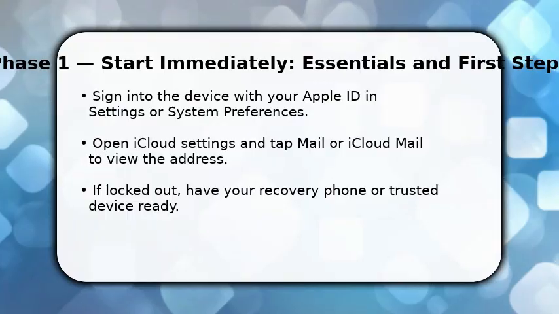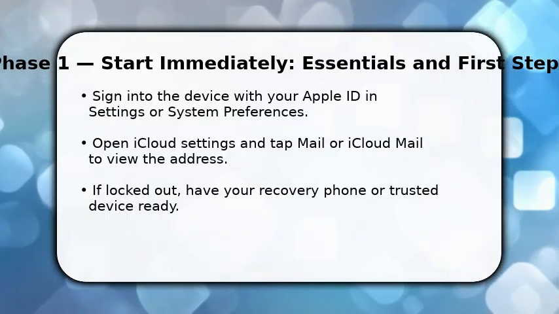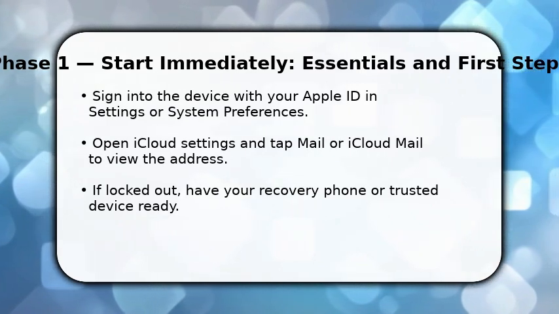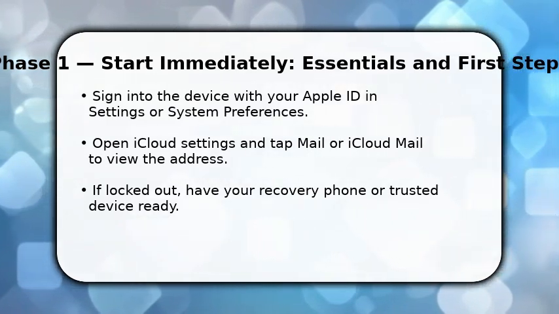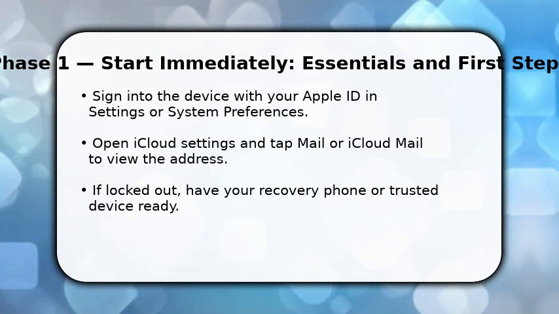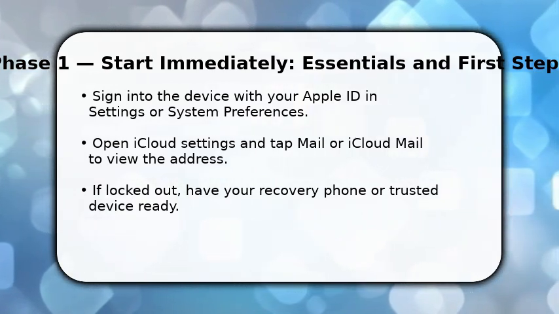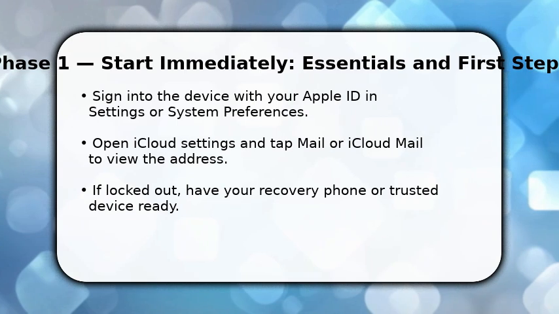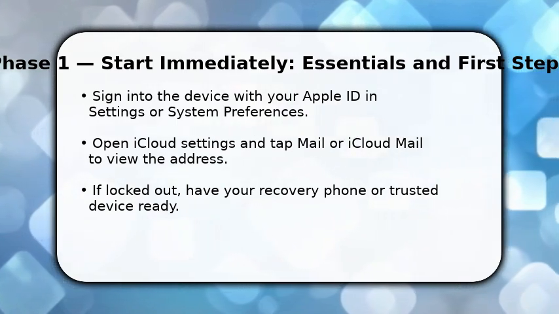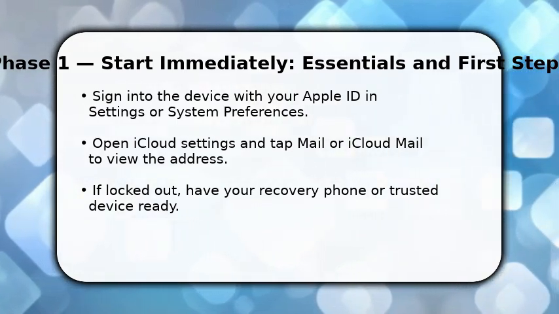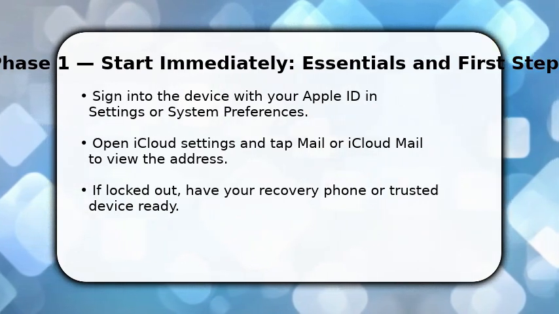Enjoy the video. You start on a device where you're signed into your Apple ID. Open Settings on iPhone or System Preferences on Mac, then tap your name and choose iCloud. Once there, select Mail or iCloud Mail to reveal the iCloud email address tied to that account. If you don't immediately see it, check the Apple ID profile page.